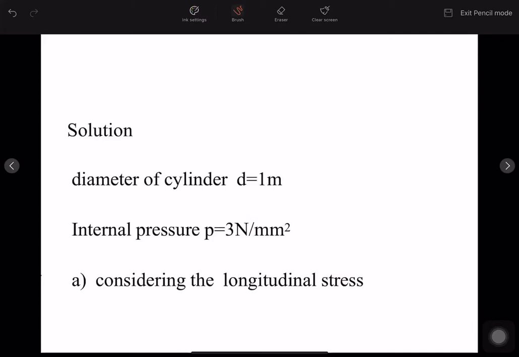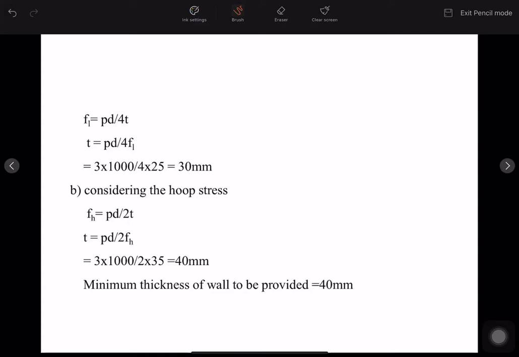By considering the first part, the longitudinal stress, we get sigma L equals PD by 4t, and t as 3 into 1000 by 4 into 25, which gives 30 mm. Let us say this is t1. By using the second condition, considering the hoop stress, PD by 2t, 3 into 1000 by 2 into 35, we got 40 mm.